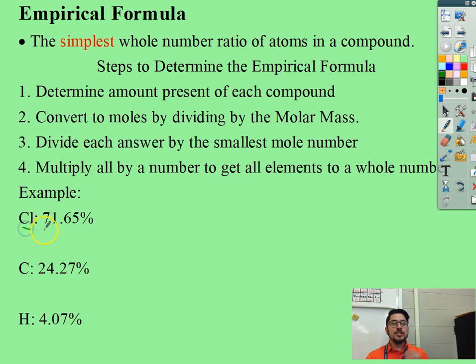For example, she can see that there's 71.65% of chlorine in this molecule, 24.27% of it is carbon, and 4.07% of it is hydrogen. From that, she has to calculate and find a formula for it, and then she'll be able to test other experiments by drawing out structures in organic chemistry. But we're not in that class. We're just in AP Chem.